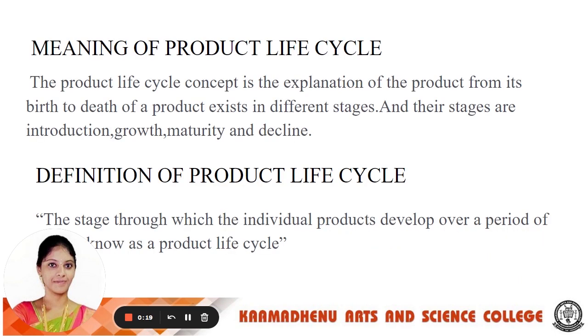The product life cycle concept is the explanation of the product from its birth to its death, as it exists in different stages, like a human being's life. The stages are introduction, growth, maturity, saturation and decline. Next, the definition of product life cycle: the stages through which an individual product develops over a period of time is known as a product life cycle.